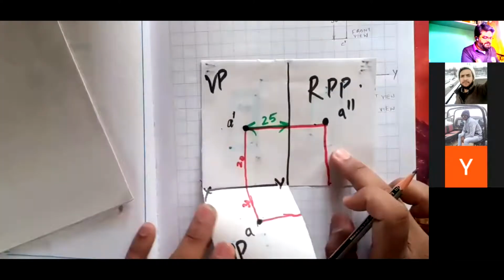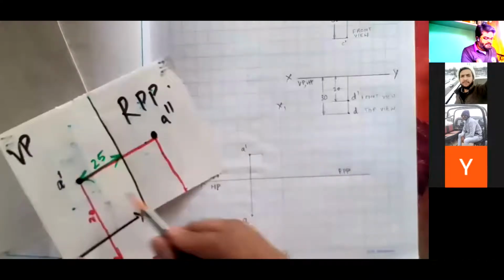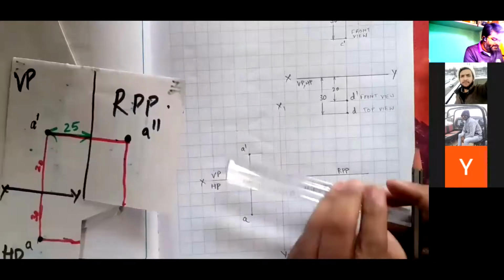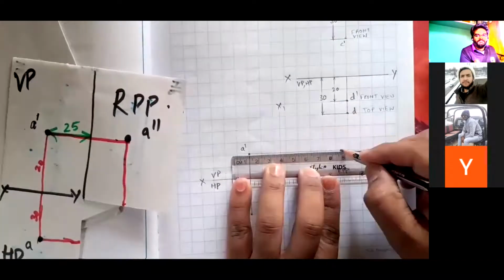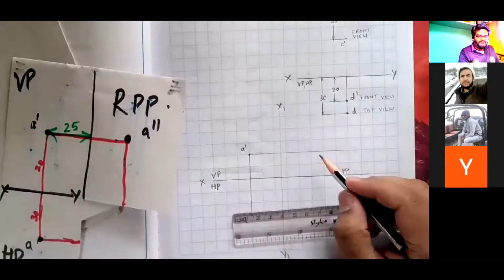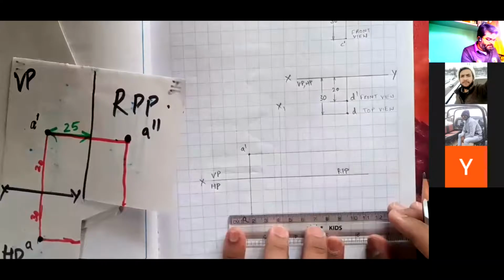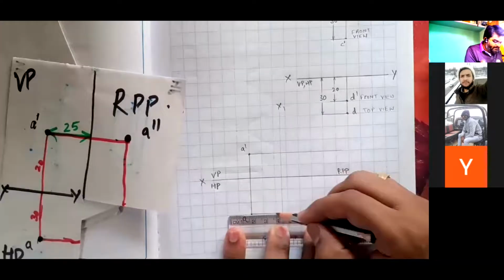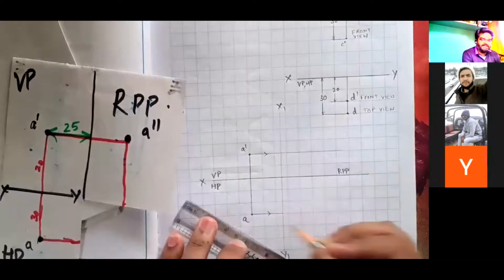See from here, A dash, if I draw a straight line, there only A double dash is lying. Somewhere here, A double dash is lying exactly on this line. So where is that location? I have to find it. So A is lying somewhere here, but the profile plane ends here. I'm going to draw arrow marks here, here and here. This is the first step that I'm drawing.